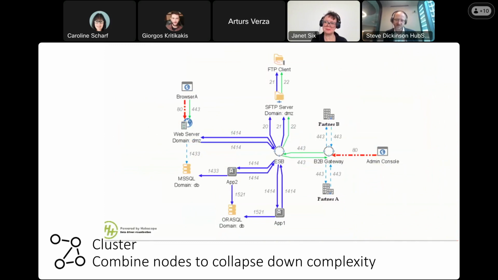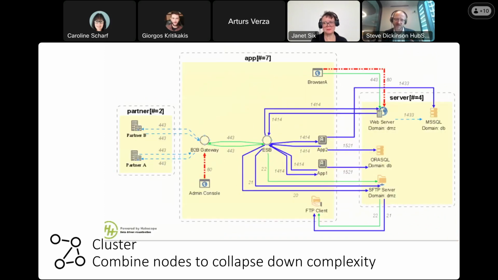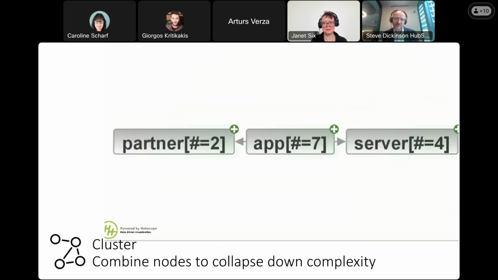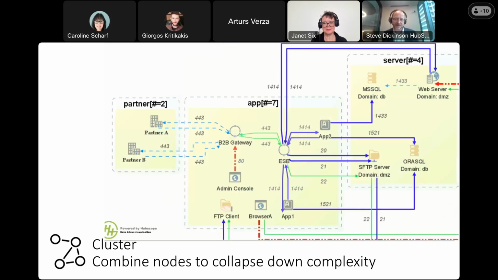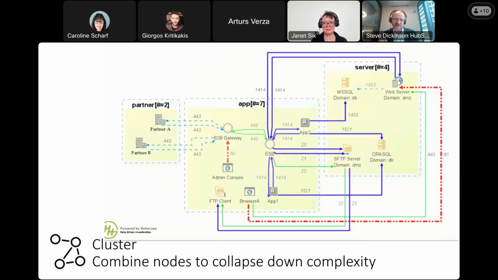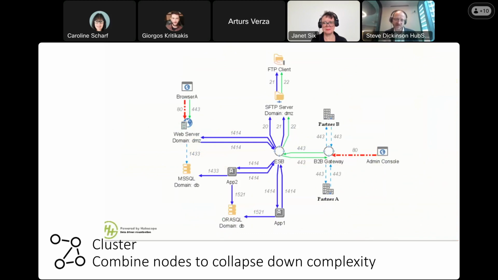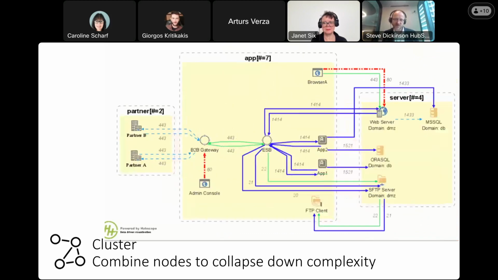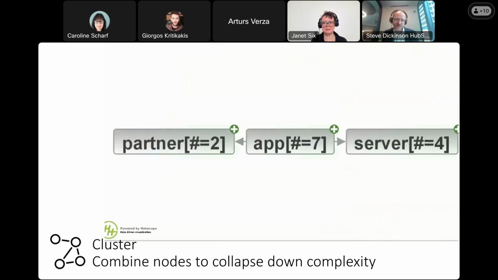But clustering takes a graph like this, and it will then combine things into little groups, and then we can collapse those groups down. And we've put some counts in there so that you can see that there are 7 applications. So if we drill down into that cluster, you can see the actual applications, and you can click on these and drill in and drill out.